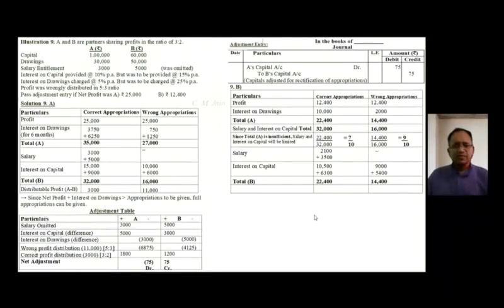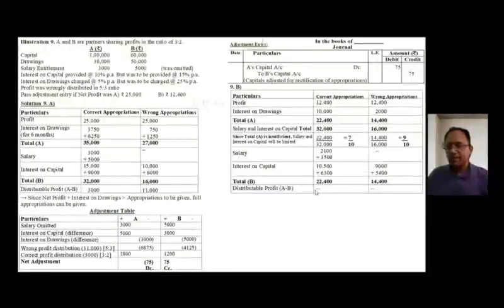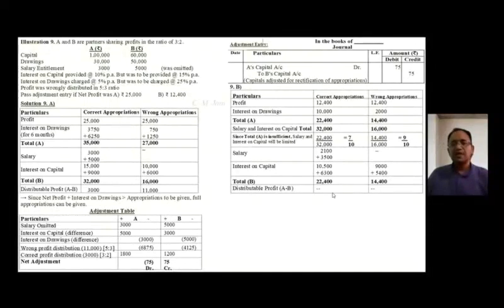What is the distributable profit now? A minus B. Since the entire amount of profit has been given in the form of these appropriations, there is no distributable profit left. A is also 22,400, B is also 22,400. So distributable profit is nil. You can just write it, put a dash.